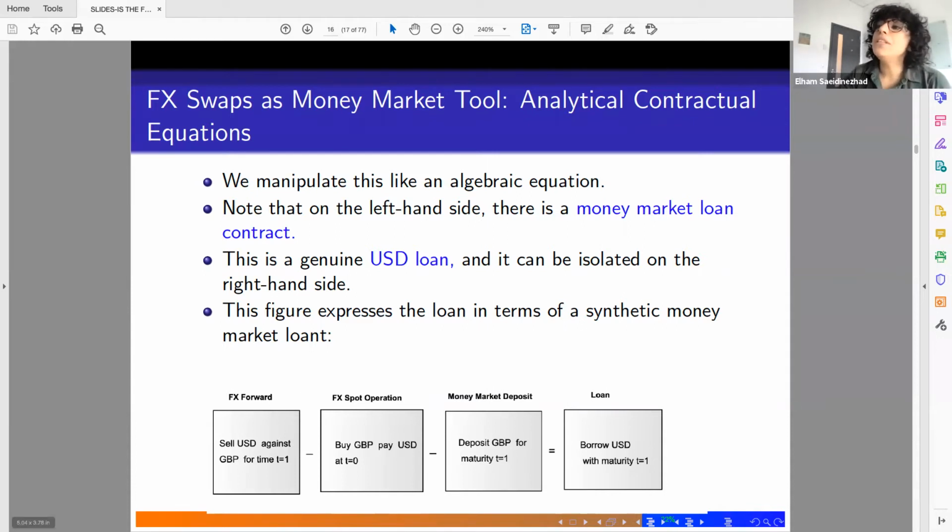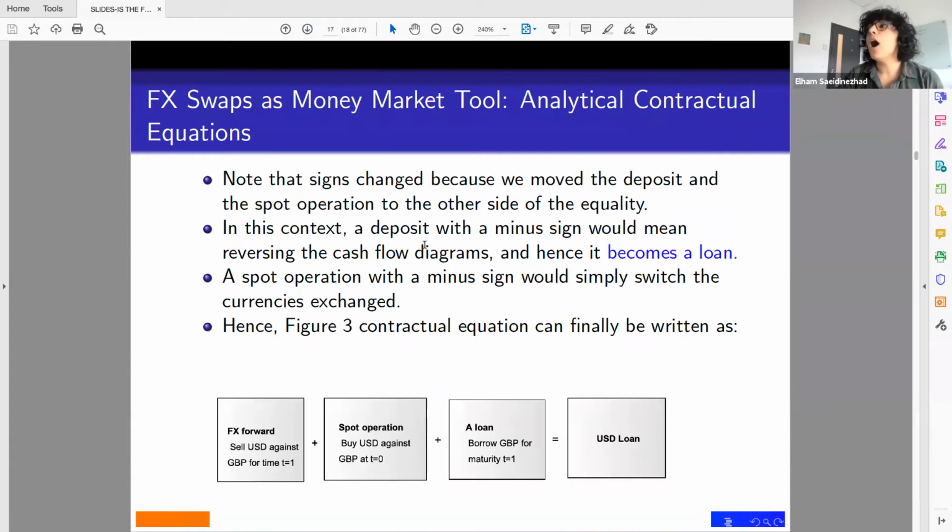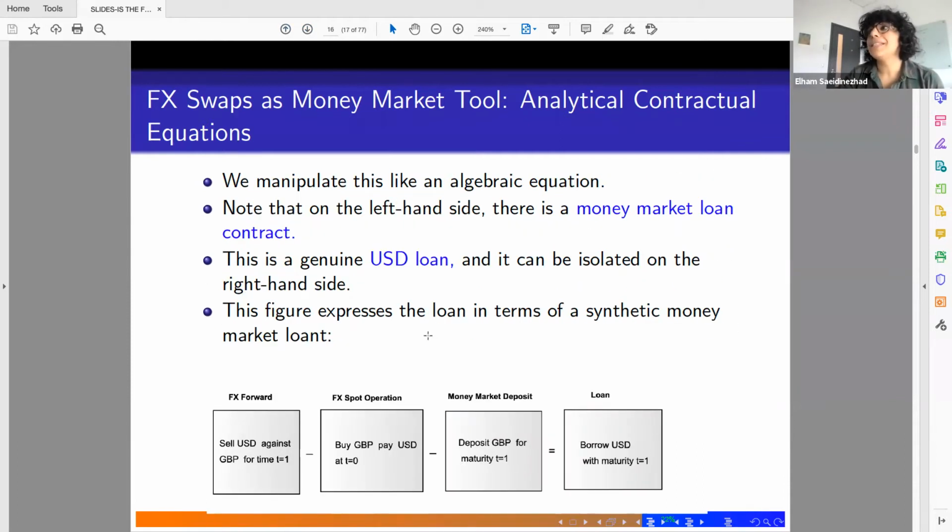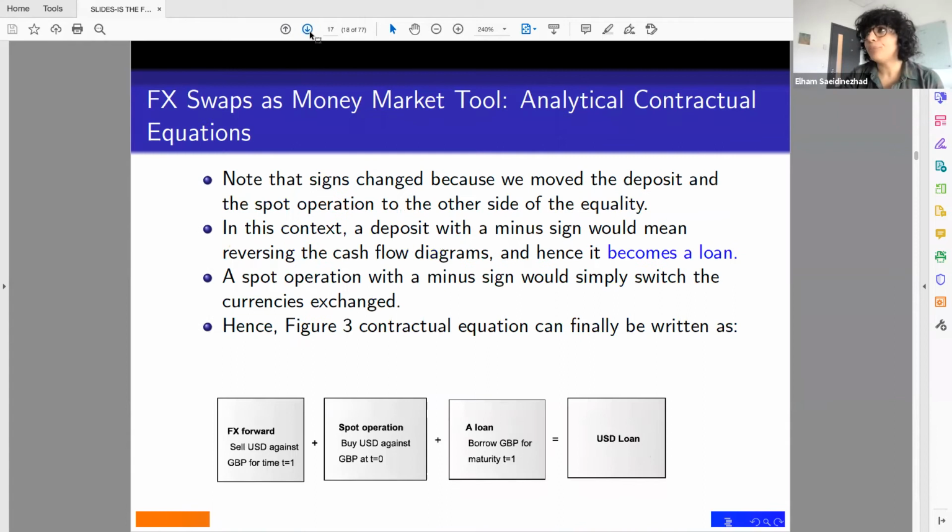But the problem with this equation is that there are some minus signs here that make understanding what these loans are in nature a bit difficult. And that's why we are going to manipulate this equation even further.